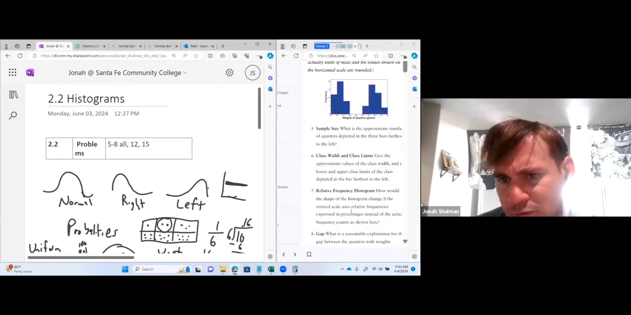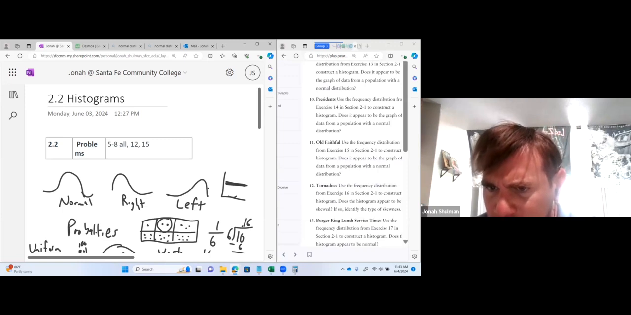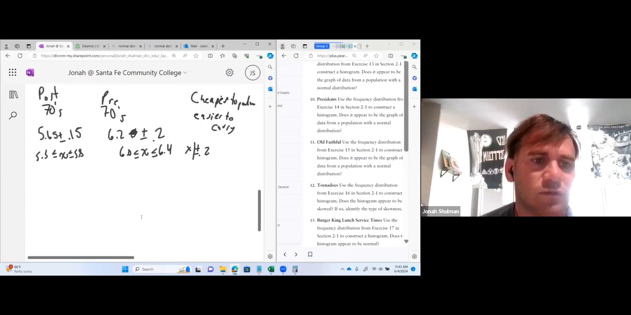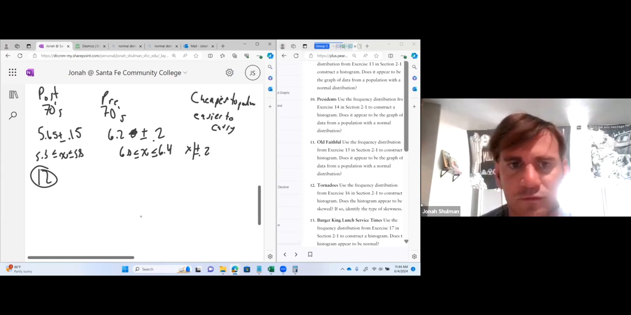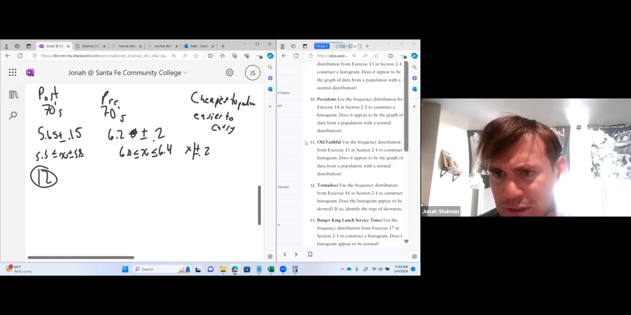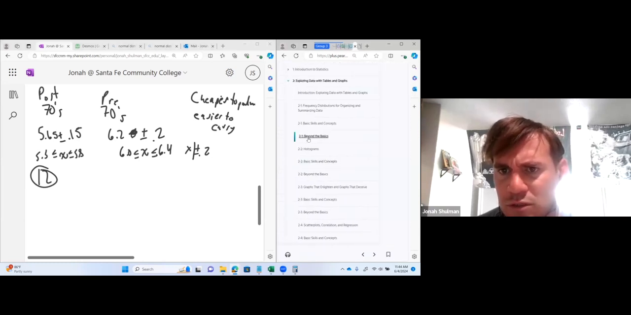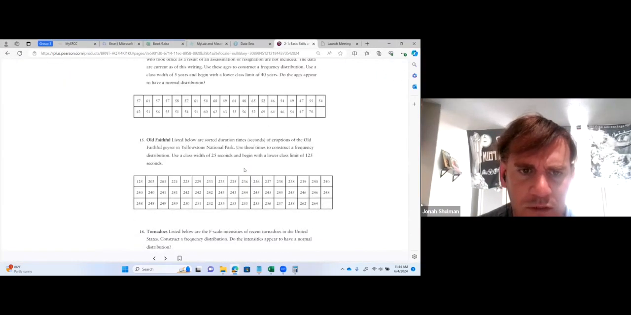I guess I'll do number 12, and then you could do 15 yourself. Use the frequency distribution from exercise 16 in 2-1 to draw a histogram and state the skew. So I'll do 12, and you can do the last one yourself. We're going to make a histogram from tornadoes. Exercise 16 in 2-1, so going back to 2-1, let's find this exercise.